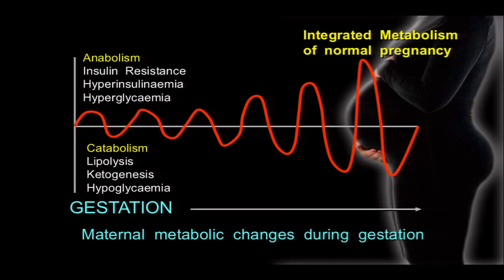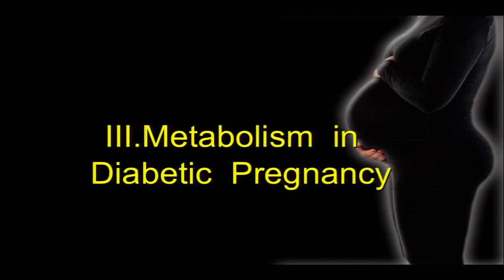If you integrate the whole metabolism of normal pregnancy, you will find it is either anabolism, characterized by insulin resistance, hyperinsulinemia or hyperglycemia, or catabolism, characterized by lipolysis, ketogenesis or hypoglycemia. As gestation progresses, you will find the peaks and troughs in these changes widen, and you reach the peak during the third trimester of pregnancy. Now move on to diabetic pregnancy. What happens to metabolism in diabetic pregnancy?